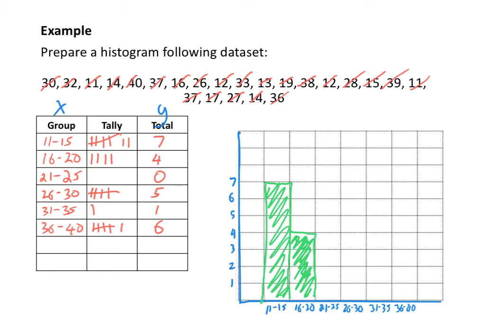21 to 25 has 0. 26 to 30 has 5. 31 to 35 has 1. And then 36 to 40 has 6.